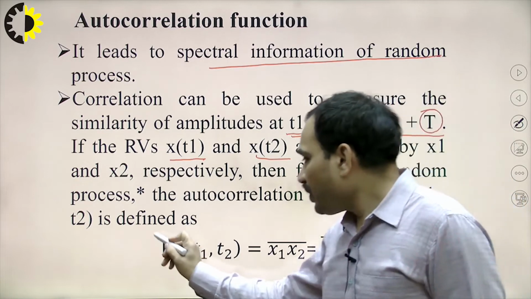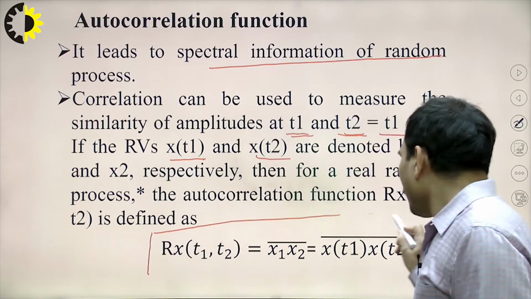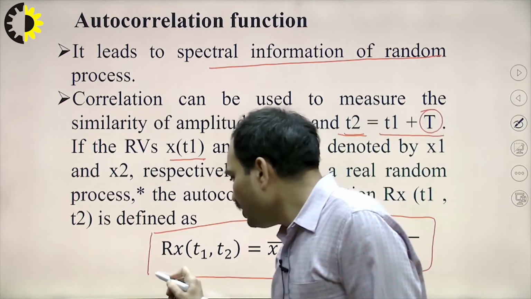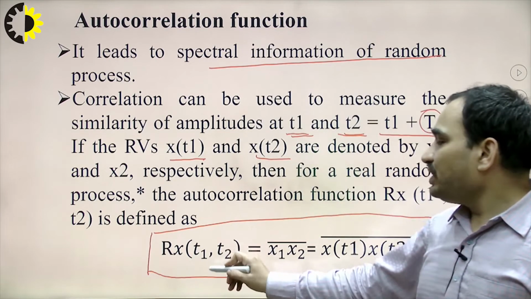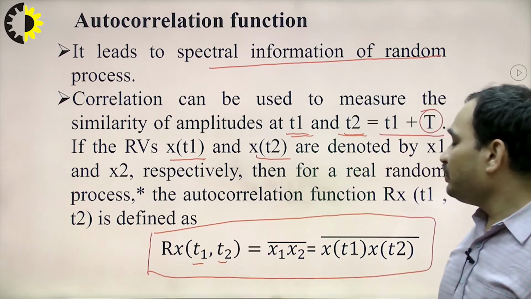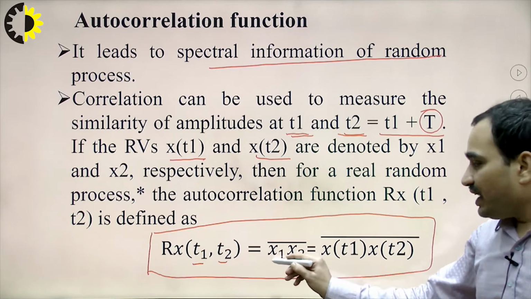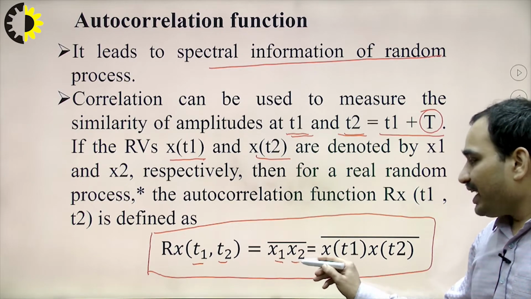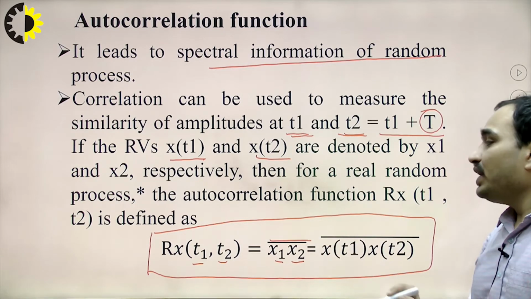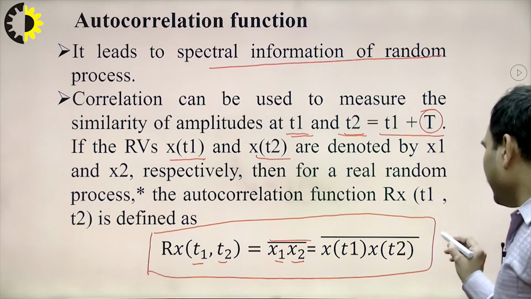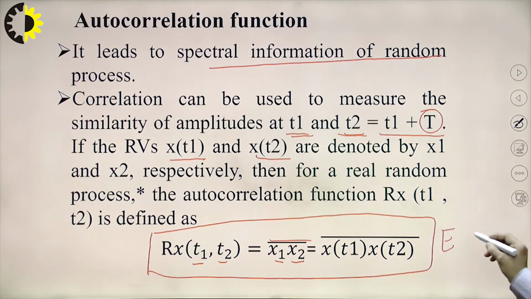Now this is very important. What is an autocorrelation function and how do we define it mathematically? The autocorrelation function Rx for the time instants t1 and t2 is equal to the random variable x1 multiplied by x2 bar. As we have discussed earlier, it is nothing but the expectation of x1 x2. So these are different forms of notation.